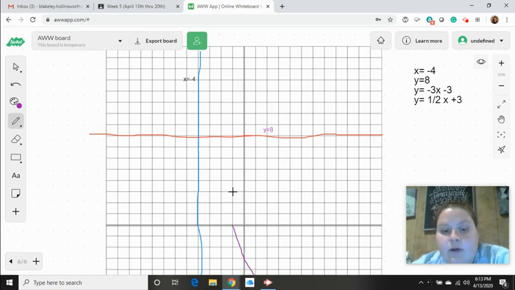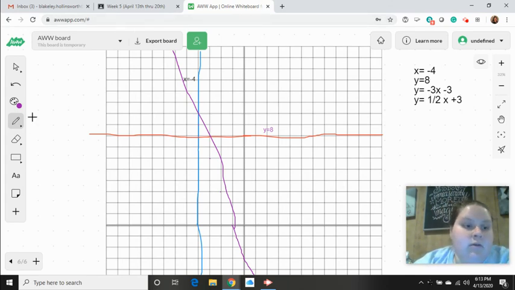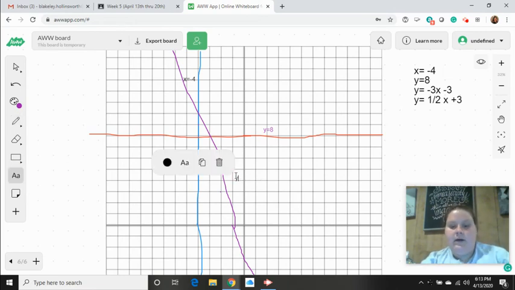Alright, up 3, left 1, up 3, left 1, up 3, left 1. Okay, and we're, oh, that was horrible. We're extending this line out. So that is y equals negative 3x minus 3.